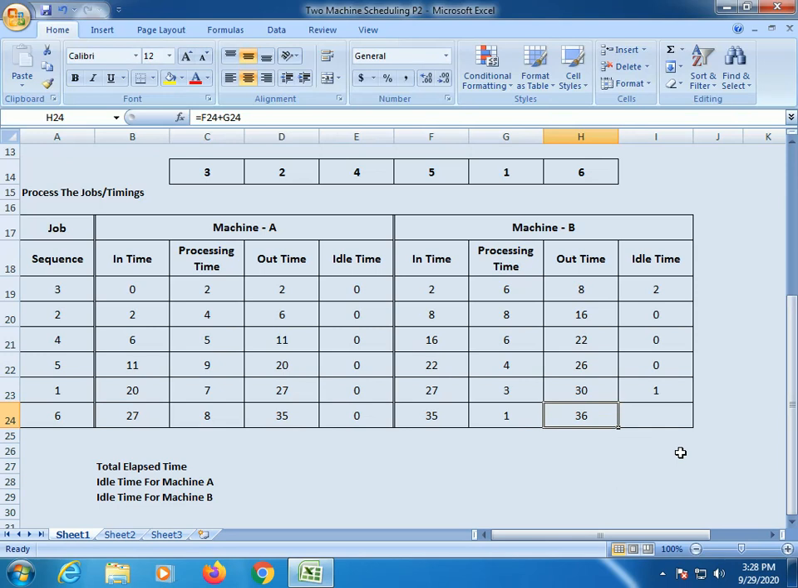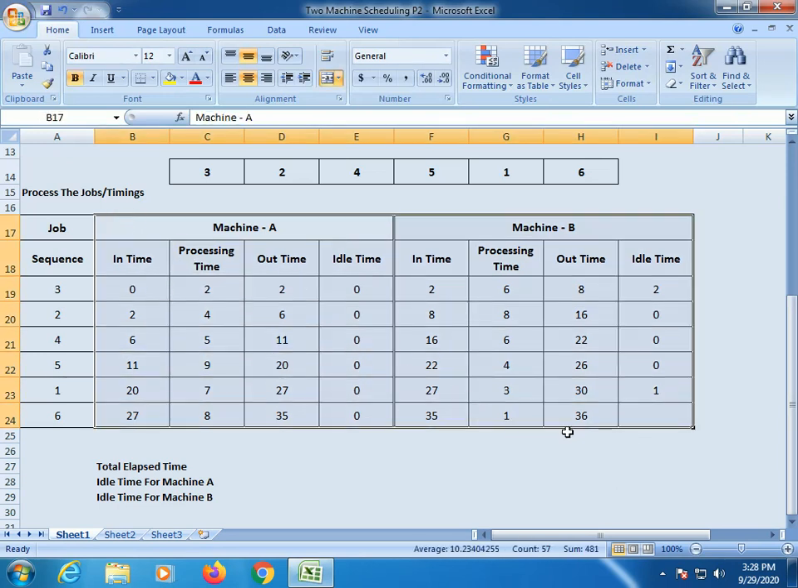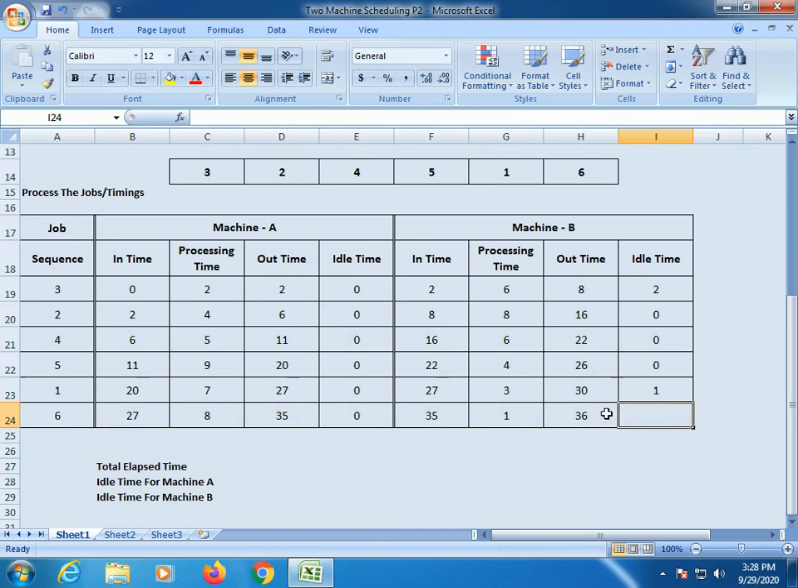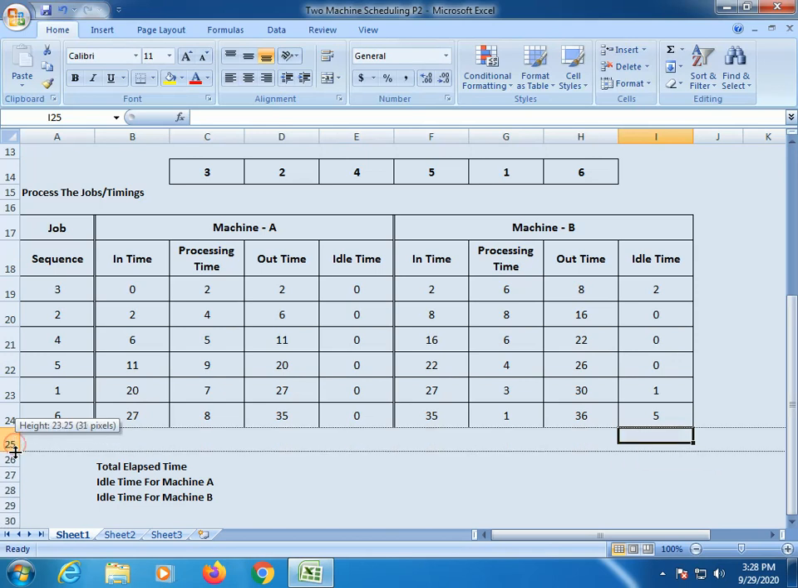At 36 hours we can complete all the jobs on both machines. Then what about the idle time? Here the previous job's out time is 30, and the present job's in time is 35. So what is the gap? The difference is 5 hours, so that is the idle time.